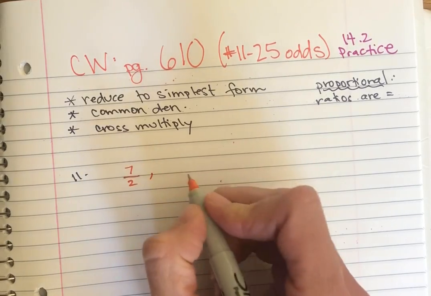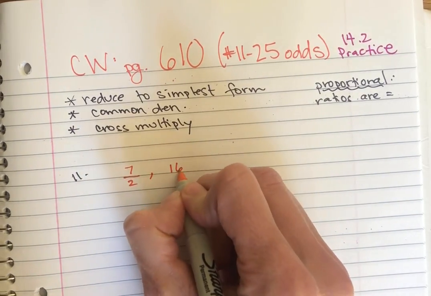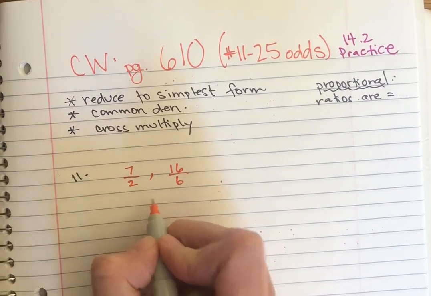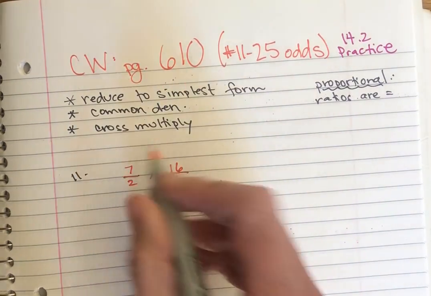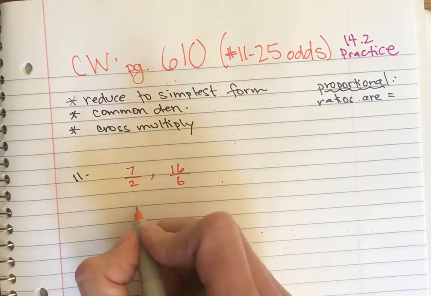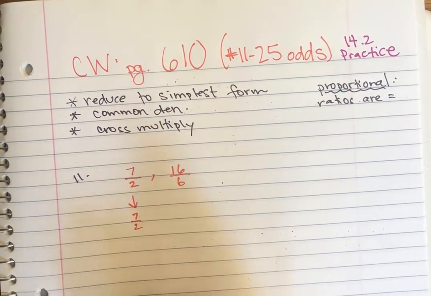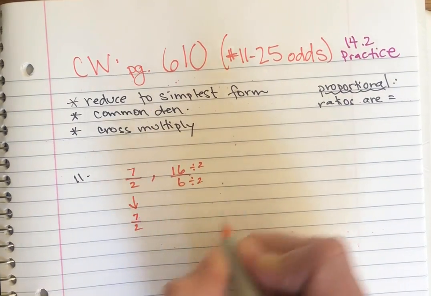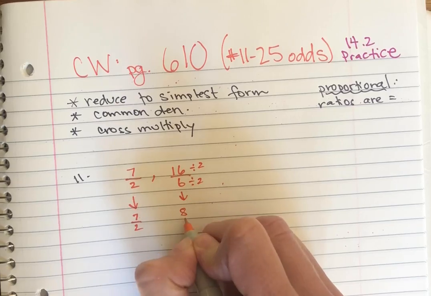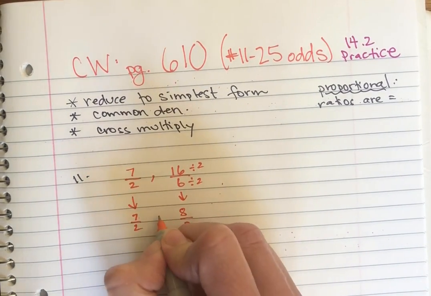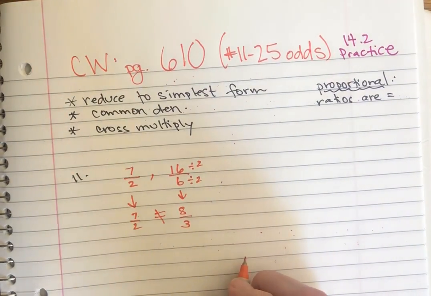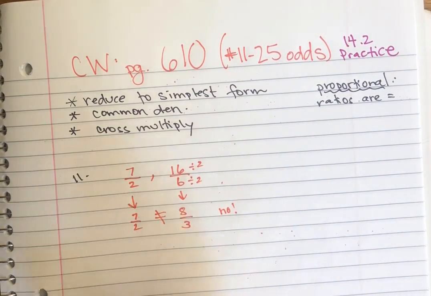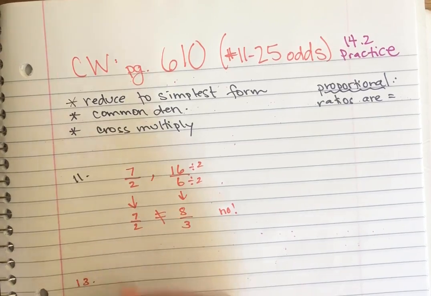So for our number 11, 7 halves and 16 to 6. So for this question, I'm going to just reduce to simplest form because 7 to 2 is already reduced. So 7 over 2 is already in simplest form. 16 and 6 can both be divided by 2, and we get the ratio 8 to 3. These are not equal ratios. So for number 11, we would say no. Okay? Number 13.